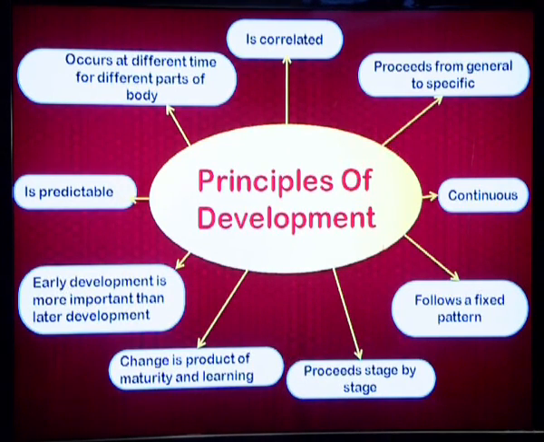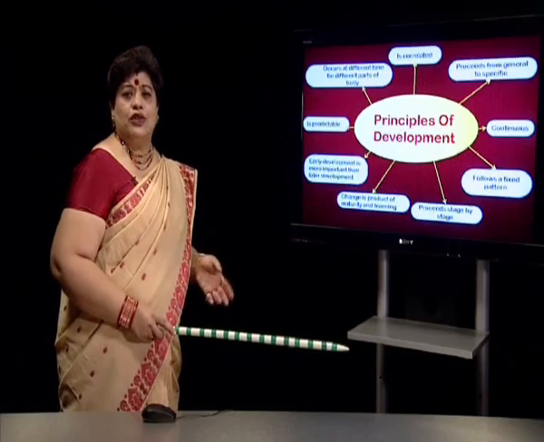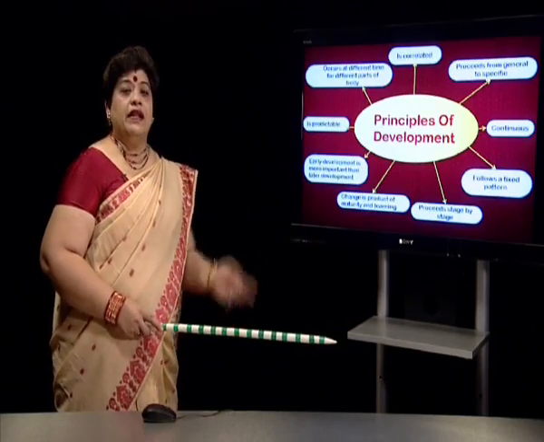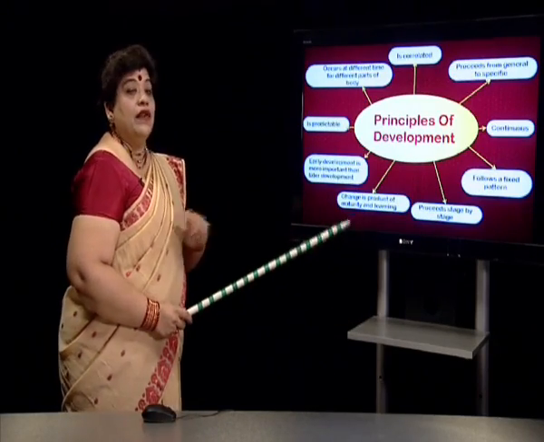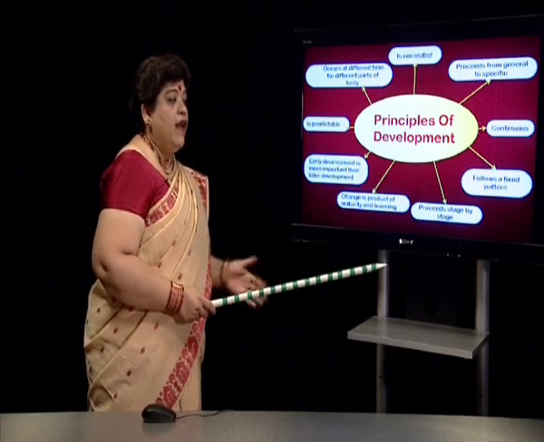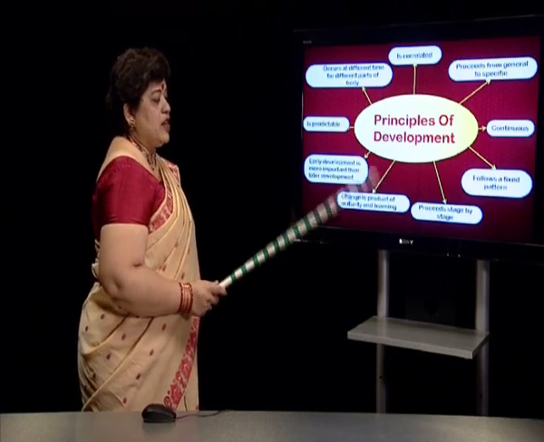So there is a fixed pattern in which the development will happen, and it proceeds stage by stage. We should not expect that a child should start running and jumping, and then we feel no, now the child should crawl also. So after running and jumping, now we start teaching the child crawling. It will not happen. First the child will learn to sit, then crawl, and then only running and jumping.